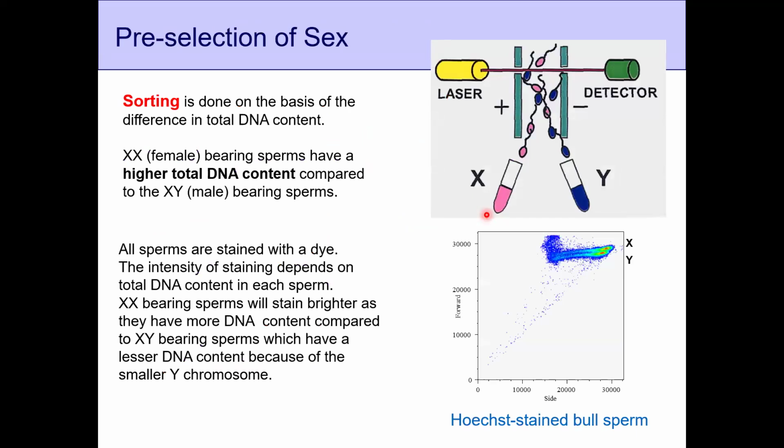So how do you do the sorting? There are sorters available. You can sort those X and Y. Basically you label the X chromosome and the Y chromosome, and then you sort it out, and then you inject it inside the female or a surrogate mother, and through that you either get a female calf or a male calf. It depends. And a bull sperm looks like this in your flow cytometer.